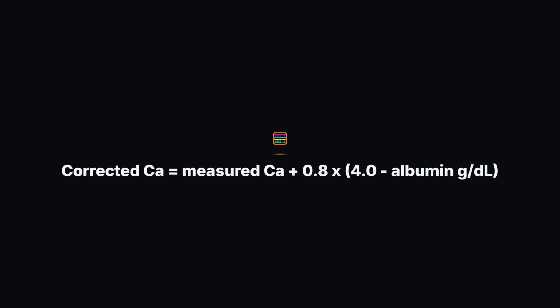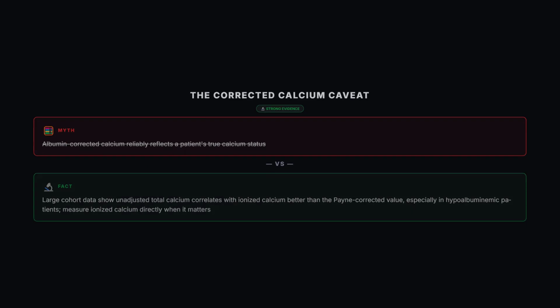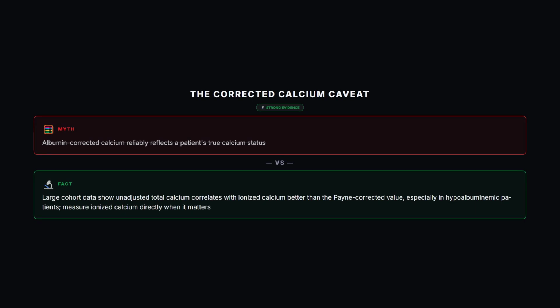Myth: the albumin-corrected calcium reliably reflects true calcium status. Fact: a large JAMA Network cohort of over 22,000 patients found unadjusted total calcium actually correlated better with ionized calcium than the albumin-corrected value did, and the gap was widest in the hypoalbuminemic patients the formula was designed for.